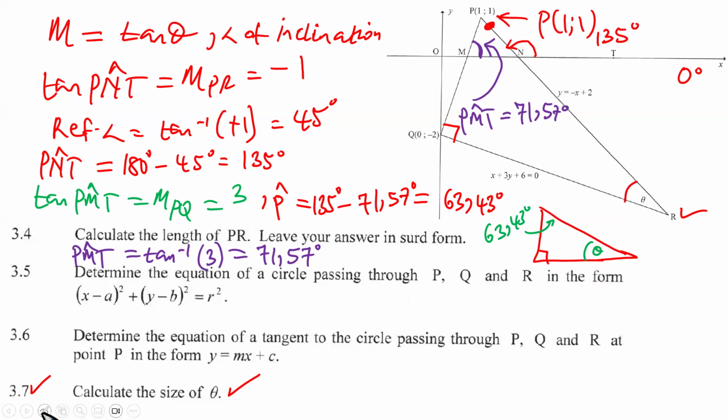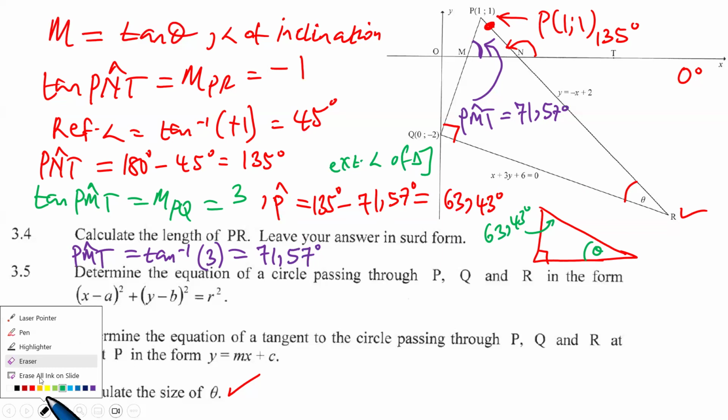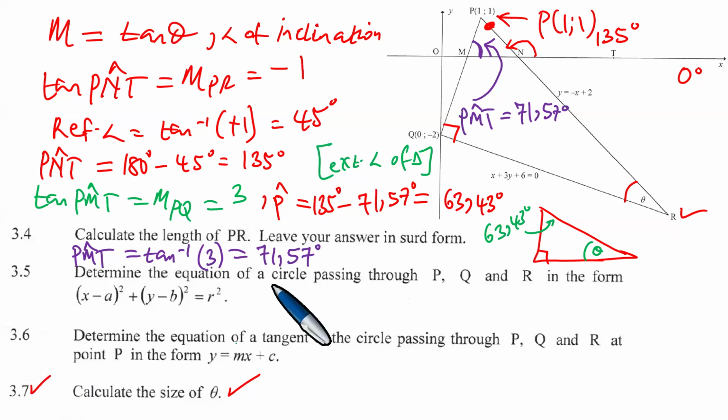This is back to the sum of angles in a triangle. Here you must state the reason why we said 135 minus 71,57. The reason for this is exterior angle of triangle.